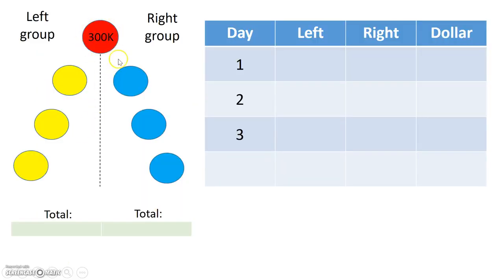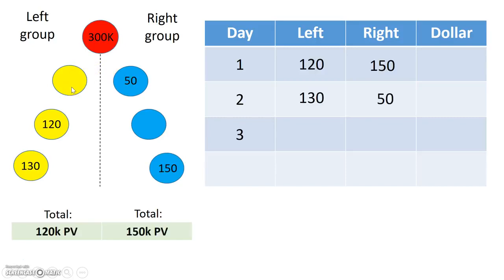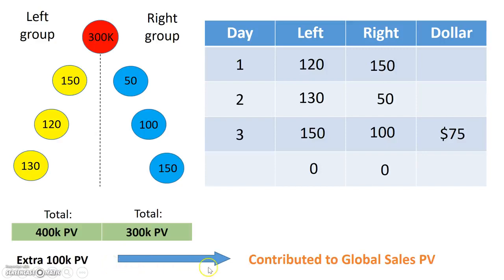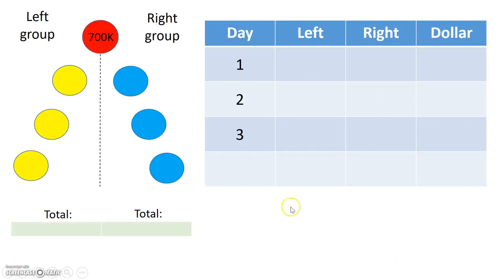And this is again 300k, another scenario. We continue with the adding. First day, second day, okay, third day. You see, this is a big difference. The total PV here is 400k. When we say minimum 300k, this is 400k. What happened? Company will still pay you $75. The system will zeroize your downline PV. The extra 100k PV will be contributed to the global sales PV. It's like contributing to a common pool where they will pay for other bonuses.